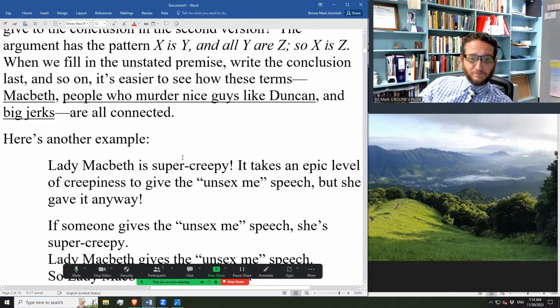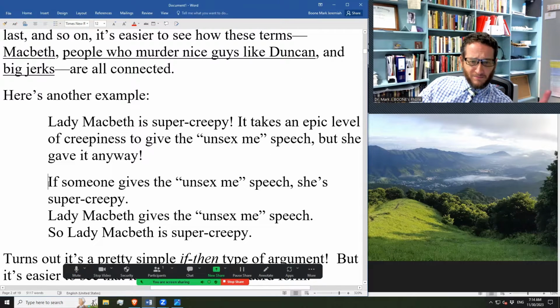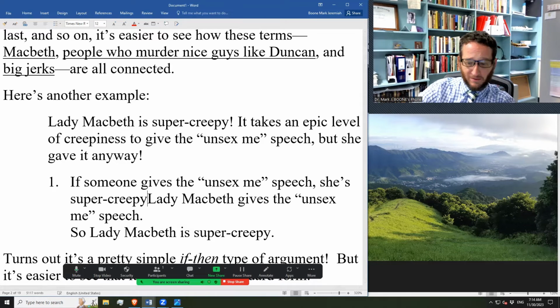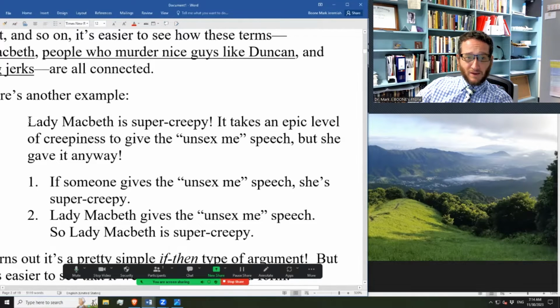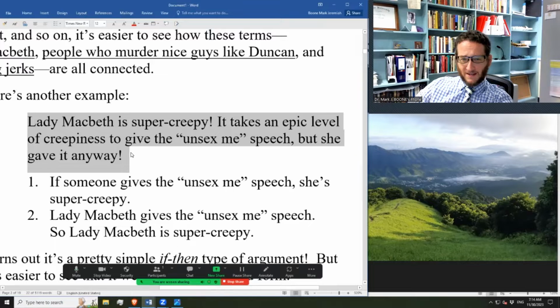Here's another example. Let's see. I think I know what to expect, so I'll just straighten out the formatting much more quickly without pausing the recording. Here is a simple example. Here's an argument. Lady Macbeth is super creepy. It takes an epic level of creepiness to give the unsex me speech she gives, but she gave it anyway. That's a simple enough argument.